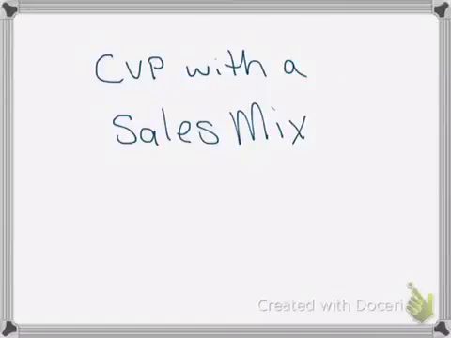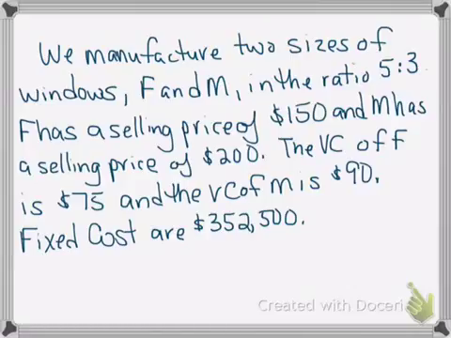In this video, we are going to look at the CVP analysis when we have a sales mix, which means when we are selling more than just one product. The example we are going to use here is example number 3 on your worksheet. And it states that we manufacture two sizes of windows, F and M, in the ratio 5:3.